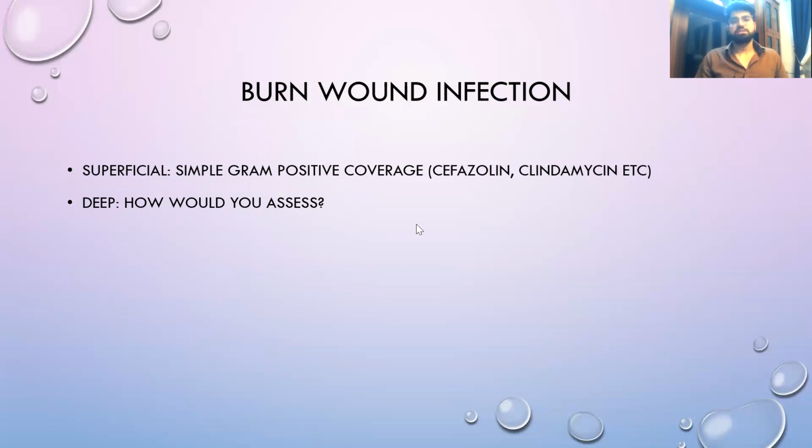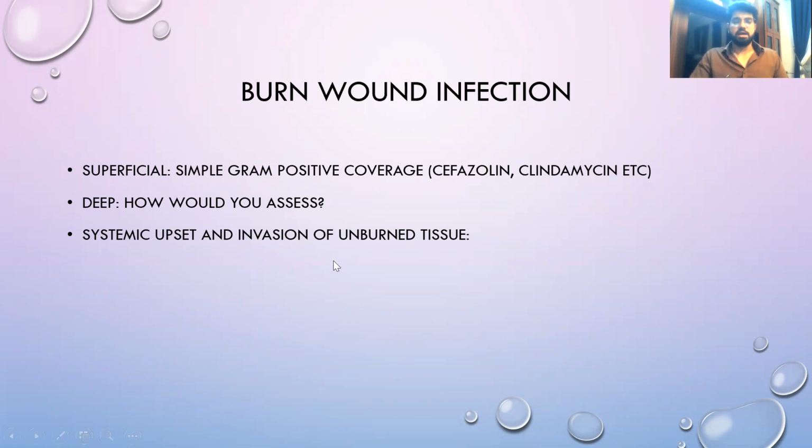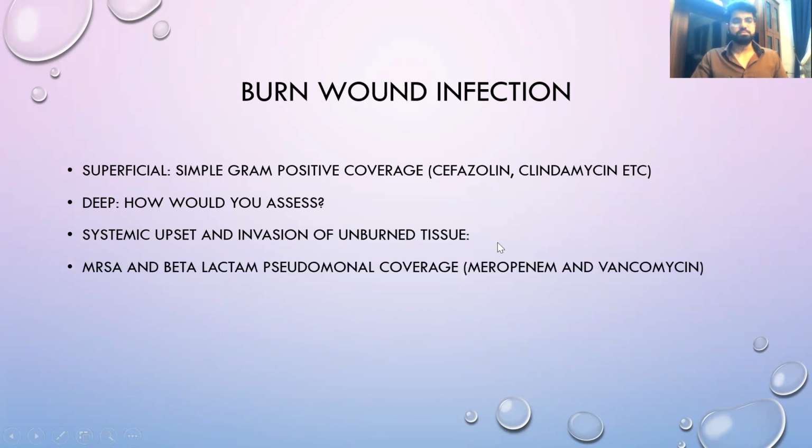Deep infection: how would you assess for one? There are ways. Whenever there's a deep infection, you can have systemic upset. You'll have hypotension, you will have tachycardia, you will have a confused state. All of those signs indicate that systemic invasion has occurred. And on biopsy, you can have invasion of unburned tissue.